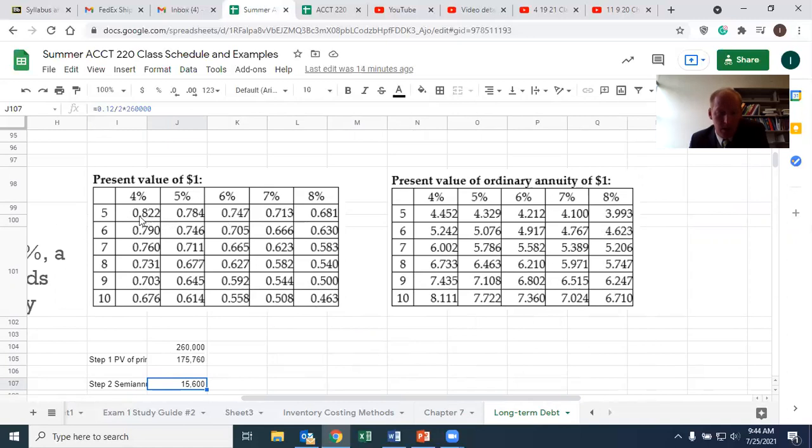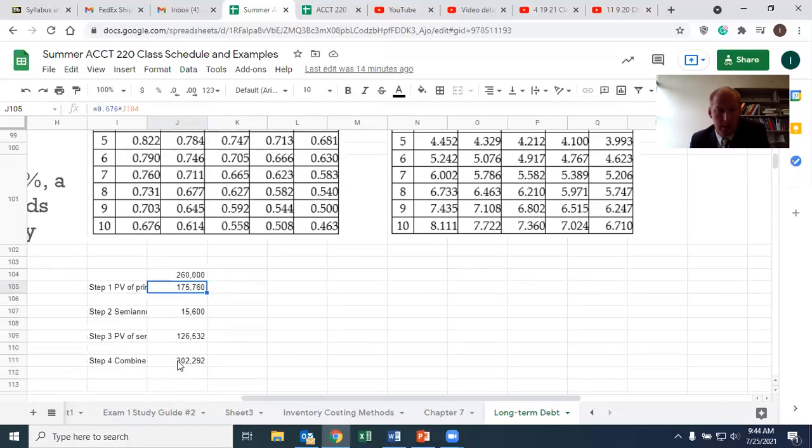Okay, the closest one to 1 is 0.82, but all of them are less than 1. Why? Because $1 is going to be worth less in the future than it is today, right? So use the present value of $1 for the principal. That's just one payment, okay?